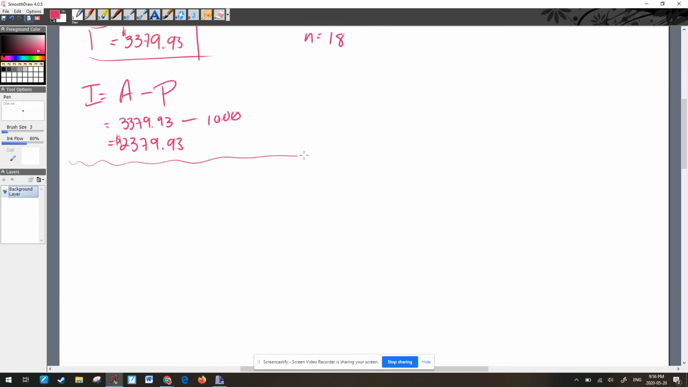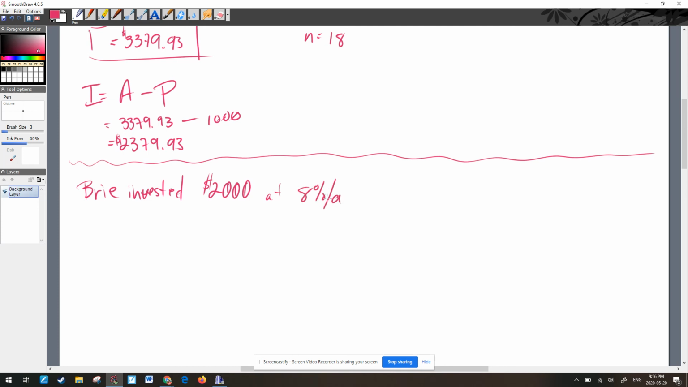So let's ramp it up a little bit. So Bree invested $2,000 at, we're going to go with some easy numbers here, 8% per annum. Okay, so that's 8% per year. Here's where it's going to get interesting. Compounded, and I'm going to do this one as quarterly, we'll do it for 10 years.